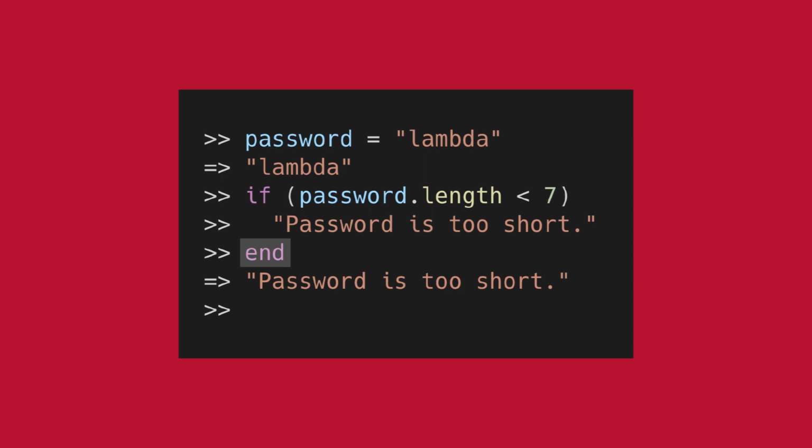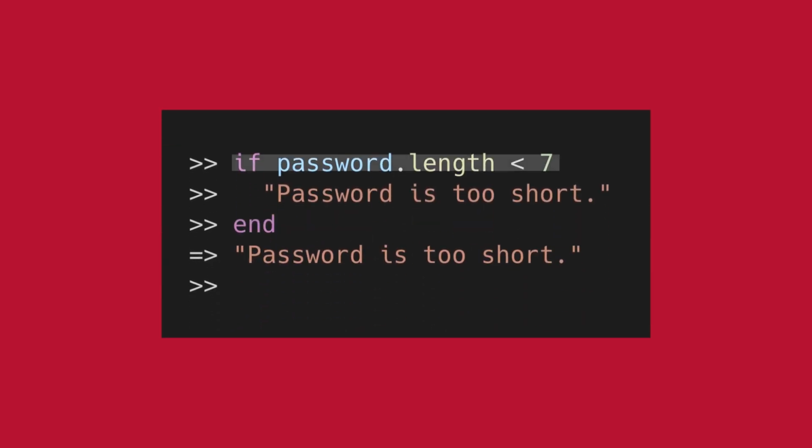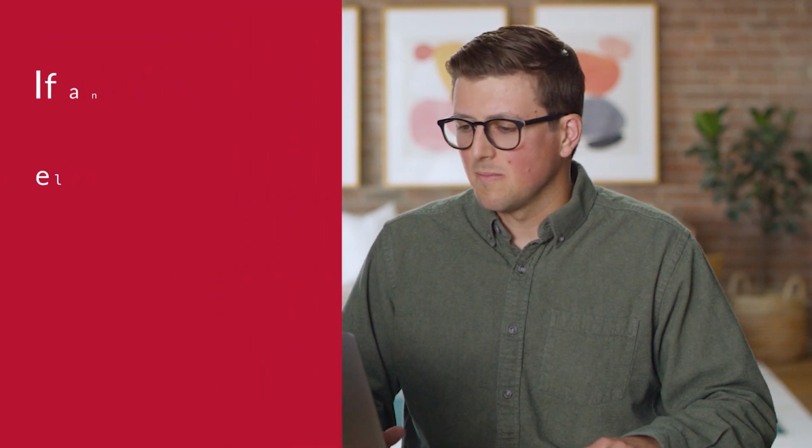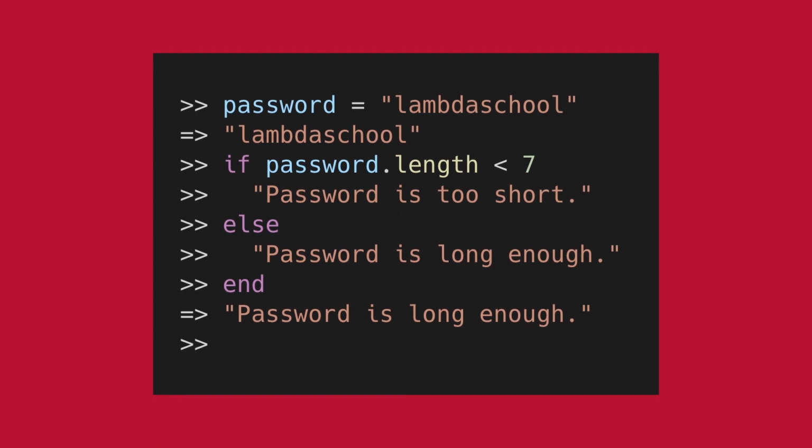In Ruby, the parentheses are actually not required after the if statement. The following would be perfectly acceptable Ruby code. We can add a second behavior using the else keyword. Let's look at our code again. So we have a password variable that stores lambda school as a string. And now, in addition to checking if the password length is less than 7, we are adding an else keyword. And essentially that says otherwise. So in this case, if the password is greater than or equal to 7, we are going to return a string that says password is long enough. And now the end keyword is moved to the end of the block.